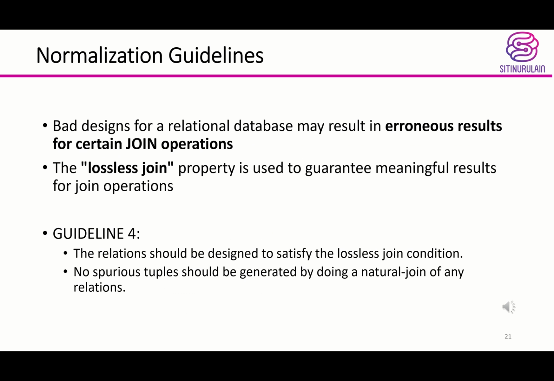Bad designs for a relational database may result in erroneous results for certain join operations. The lossless join property is used to guarantee meaningful results for join operations. Guideline 4. The relations should be designed to satisfy the lossless join condition. No spurious tuples should be generated by doing a natural join of any relations.